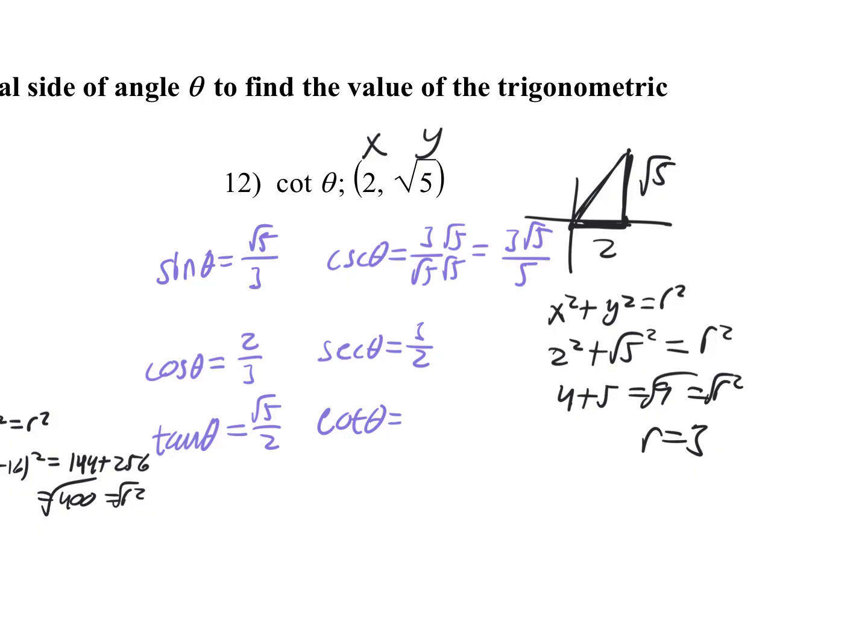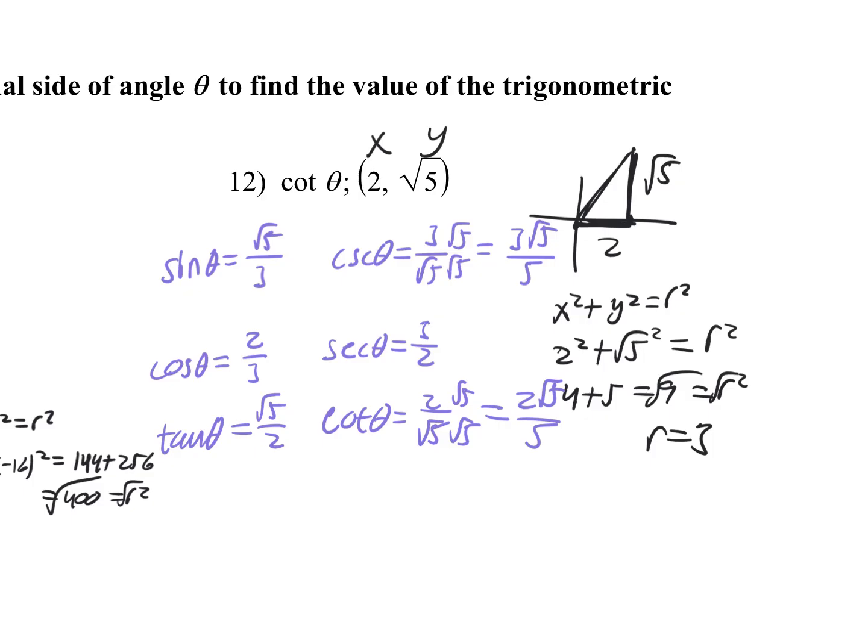Cotangent is going to be 2 over the square root of 5. Now if I multiply by the square root of 5 on the top and bottom, I get 2 square root of 5 over 5. And then those are my 6 trig ratios.